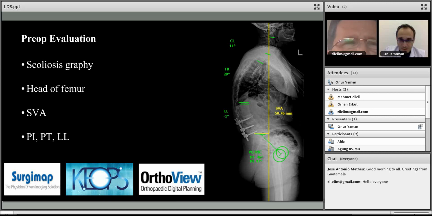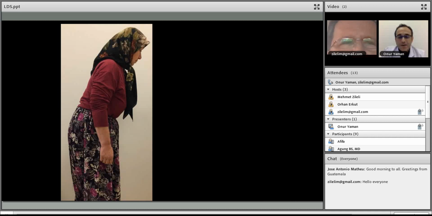First of all, to operate on a lumbar degenerative scoliosis, we have to get a good scoliosis graph. We have to see the heads of the femurs so that we can measure the SVA, the pelvic incidence, and the pelvic tilt. There are lots of tools to measure that, like SurgiMap, Cheops, OrthoView. Why are the SVA, the pelvic incidence, and pelvic tilt important? We have to get the patients a good, correct scoliosis graph.